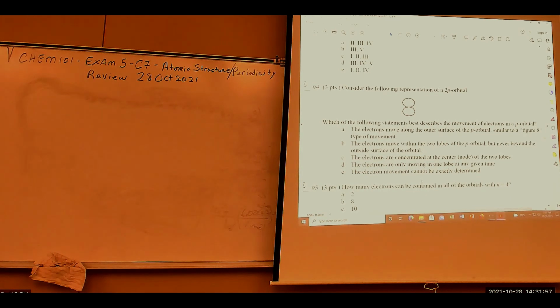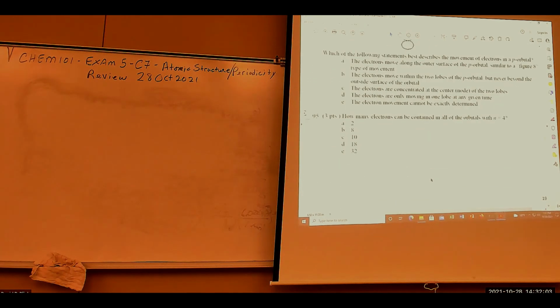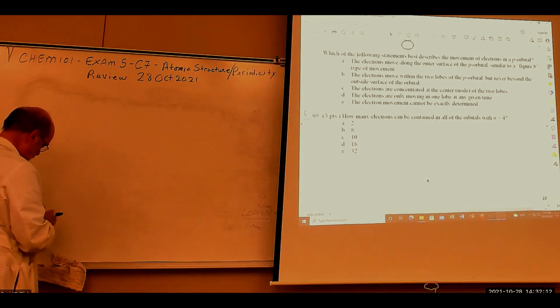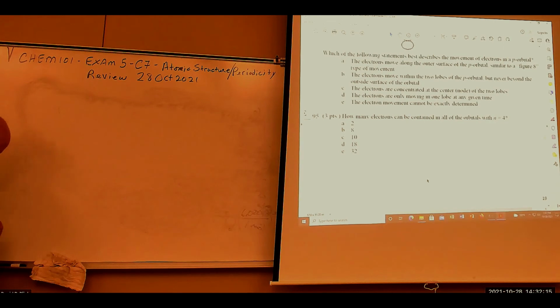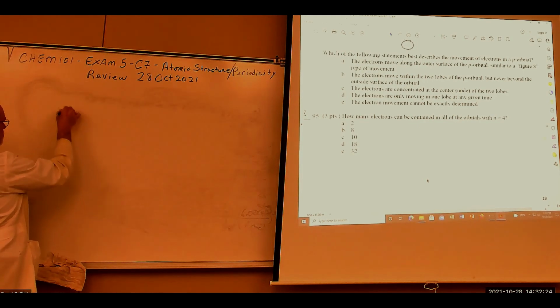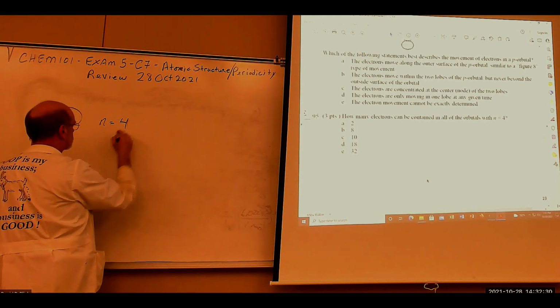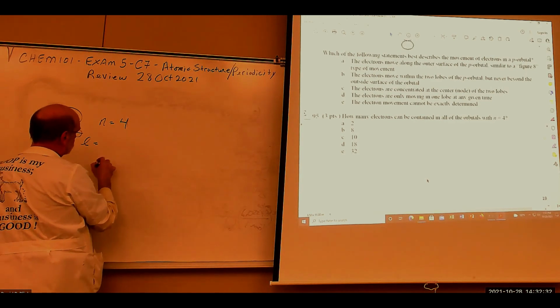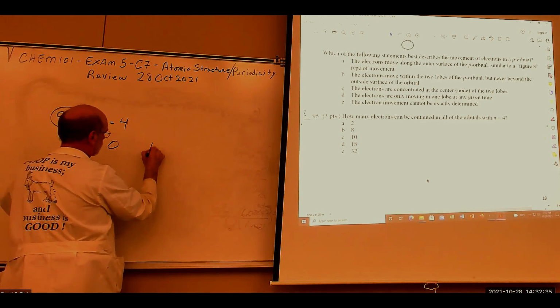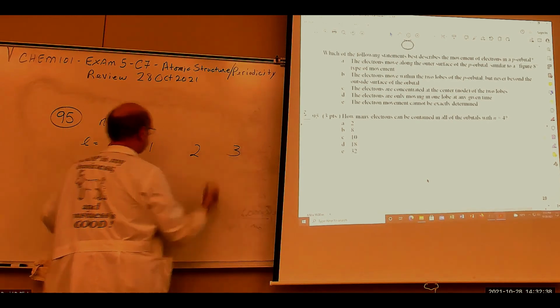94, 95. Let's see, do I want to do 95? How many electrons can be contained in all orbitals within n equals 4? All right, we'll do this one. 95. I need the marker. Okay, if n equals 4, what can L be? L can be 0, 1, 2, 3.